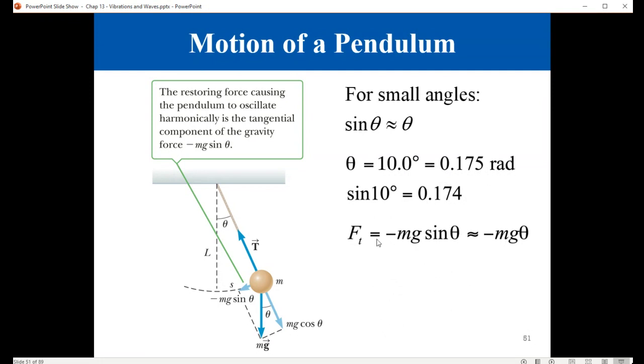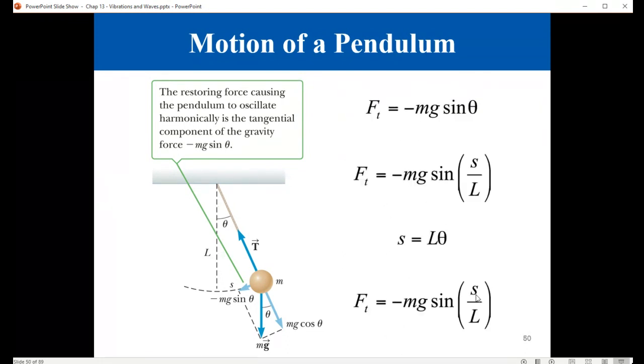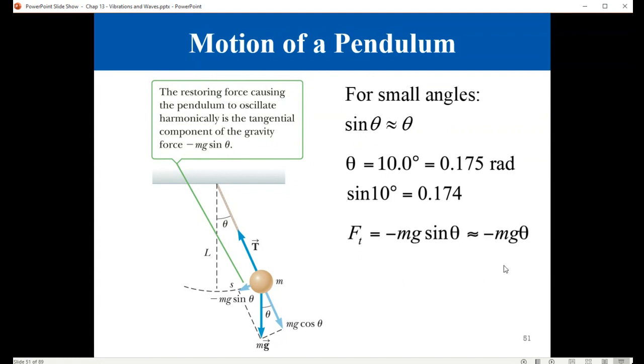So now, in this equation for the force mg sine theta, we can replace sine theta by theta in radians. And theta in radians, from this equation, is S over L. That's theta in radians. So now we have this equation for the force, minus mg over L times S.